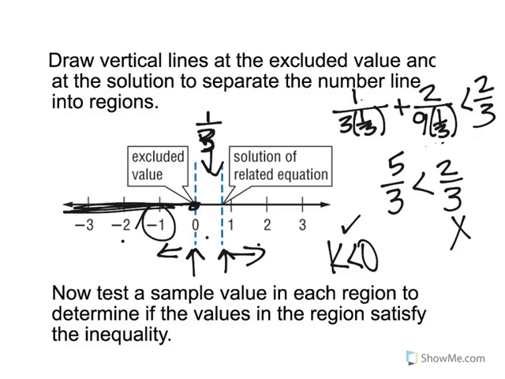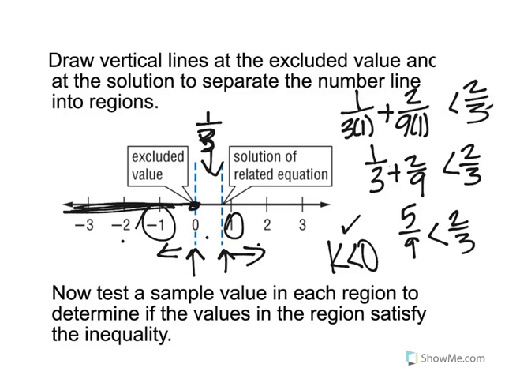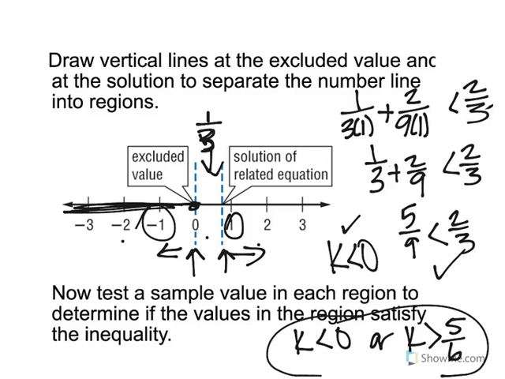So now we need to try a number in the last section. So it needs to be anything greater than 5/6. So make it easy on yourself, and we can just plug in a 1. So if we plug in a 1 and we put it in our calculators, we get 5/9 is less than 2/3. And that is actually true as well. So we have 2 answers. So our solution is k is less than 0, or k is greater than 5/6.